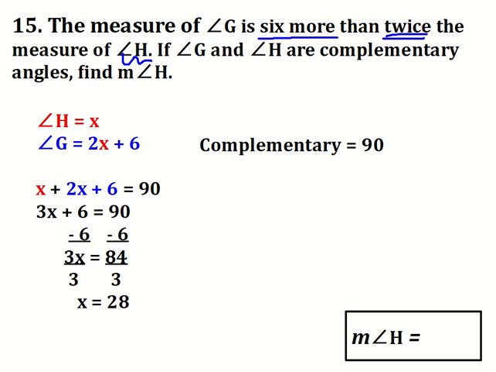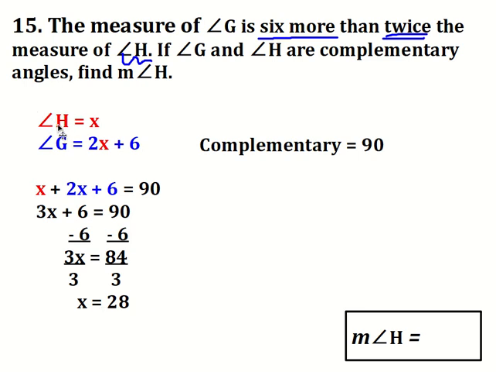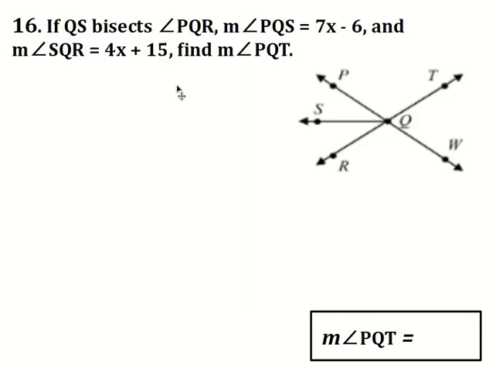Now, what happens to be really nice is we already said that the angle H was equal to x by itself, so we don't have to do anything else. So the measure of angle H is 28. This one was harder. This one was also one of the more challenging problems, but we're going to walk you through it.